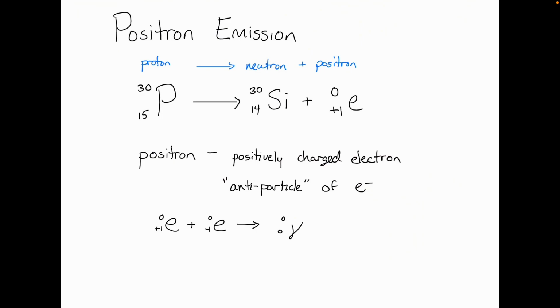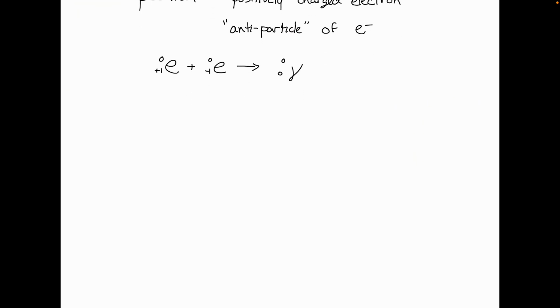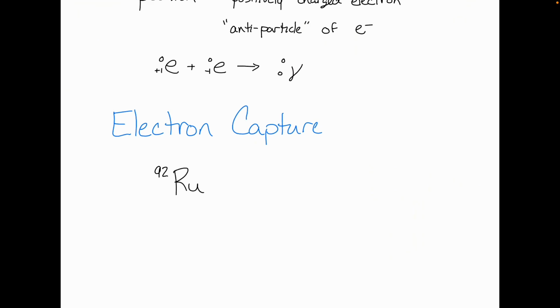Okay, so then the last one here is what we call electron capture. If we take ruthenium-92, where does this live? 44? This is another unstable nucleus, but this one will actually absorb an electron. So now we have an electron on our reactant side. Balance this for me. Give me the product of this reaction.